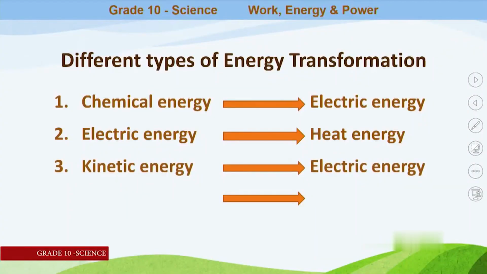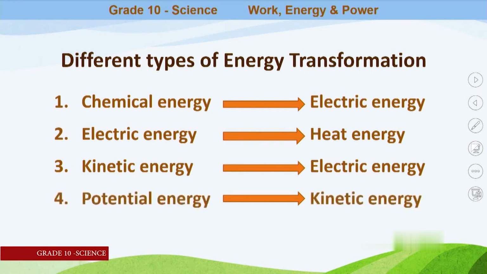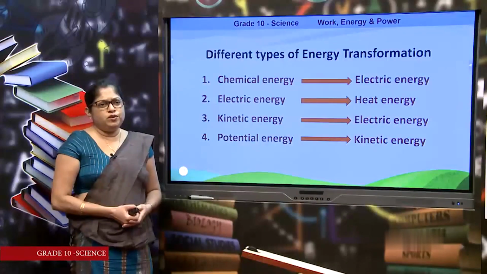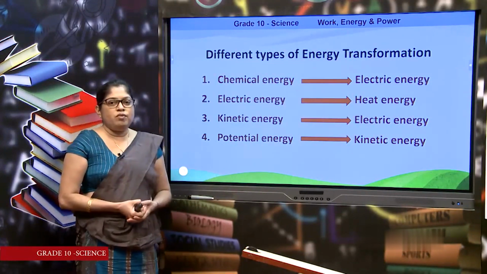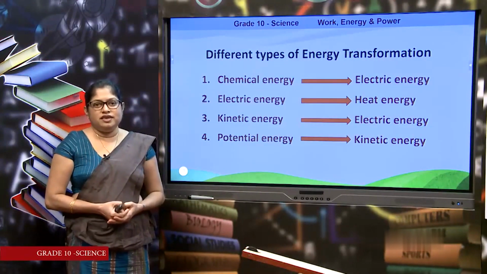And think of a hydropower plant and a wind power plant, where we generate electricity. There, kinetic energy is converted into electric energy. It is another instance of energy transformation. But we are concentrating on the fourth energy transformation in this lesson, that is potential energy into kinetic energy. Let us watch a video to learn more about the fourth energy transformation, potential energy into kinetic energy.